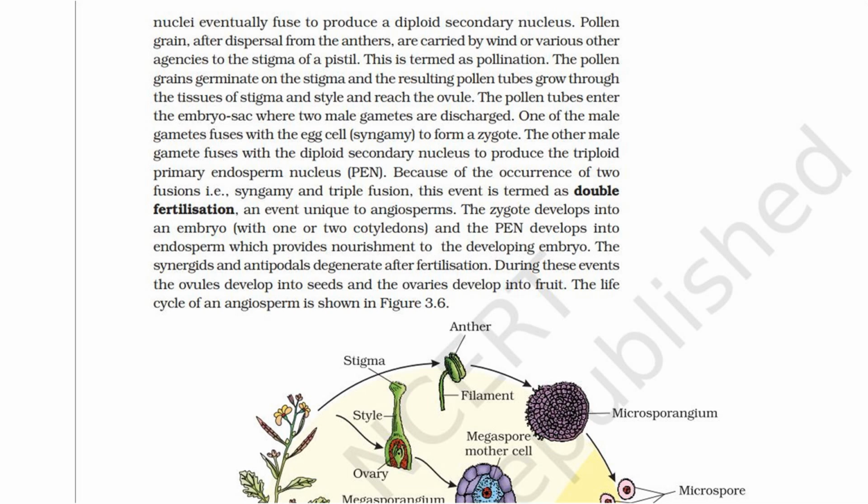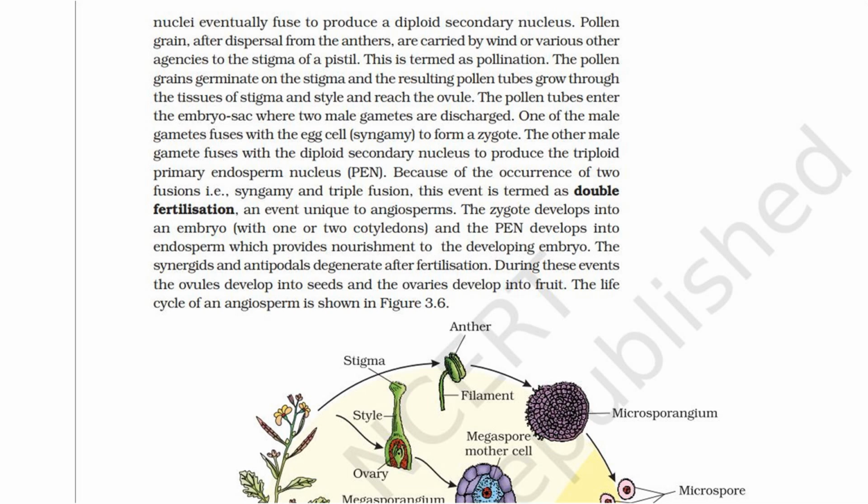The pollen grains germinate on the stigma and the resulting pollen tubes grow through the tissues of the stigma and style and reach the ovule. The pollen tubes enter the embryo sac where 2 male gametes are discharged. One of the male gametes fuses with the egg cell (syngamy) to form a zygote. The other male gamete fuses with the diploid secondary nucleus to produce the triploid primary endosperm nucleus, PEN.